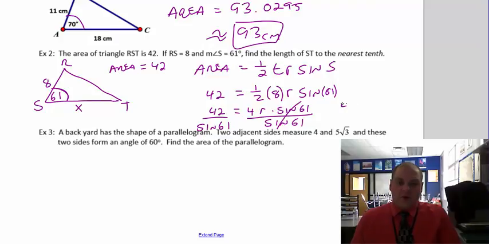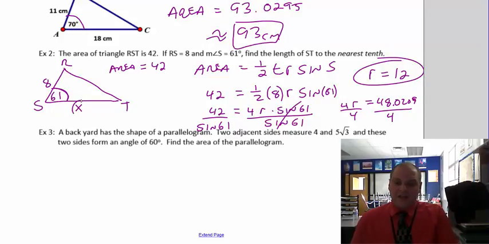So we have 4R equals, I did this ahead of time, 48.0209, and then divide by 4. And so we're actually solving for the side R. R equals 12. All right, so that side, whatever you want to call it, is 12.